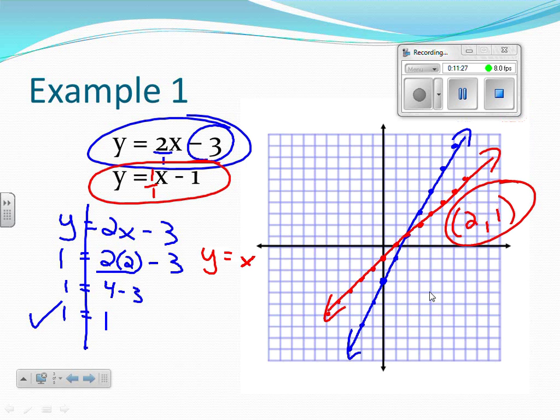Y equals x minus 1. If I plug the 2 in for x and the 1 in for y, what is 2 minus 1? Does it work? Check, check. It makes both equations work. Okay, does that make sense? Yep. Will it always say 1 equals 1?